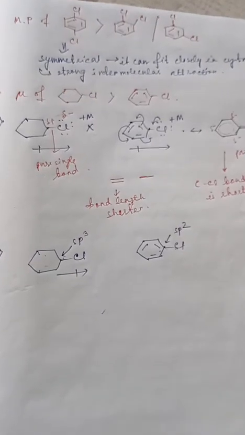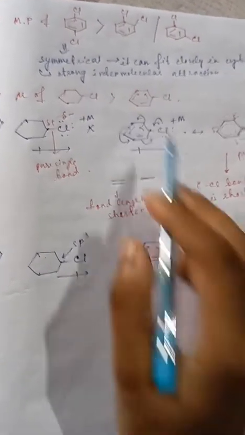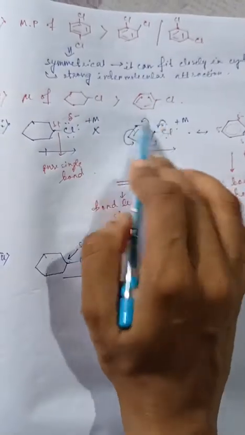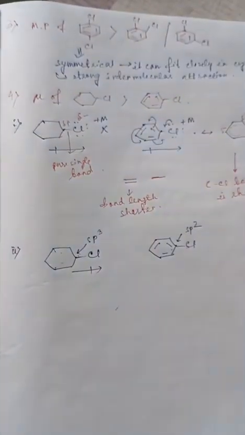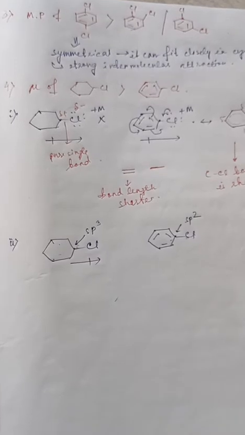So another question is also solved. This question might come in an exam, which C-Cl bond is shorter. So this C-Cl bond is shorter compared to this. So I hope you understood the questions, understood the concept behind the questions.